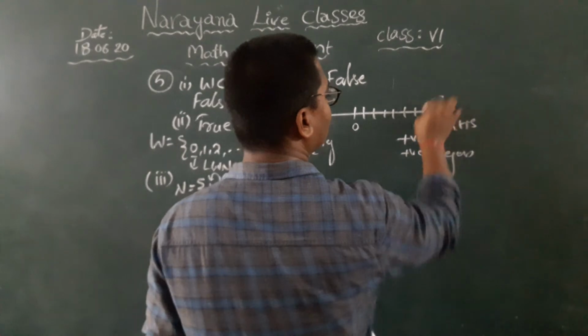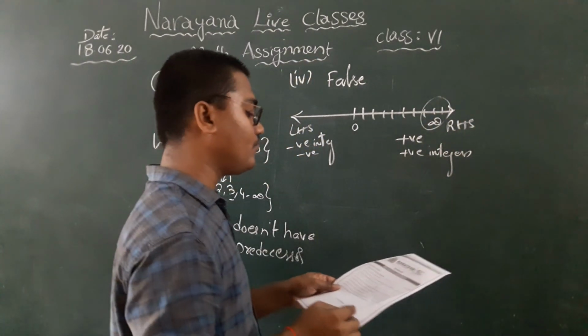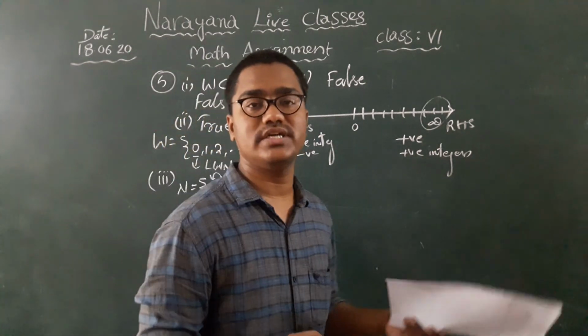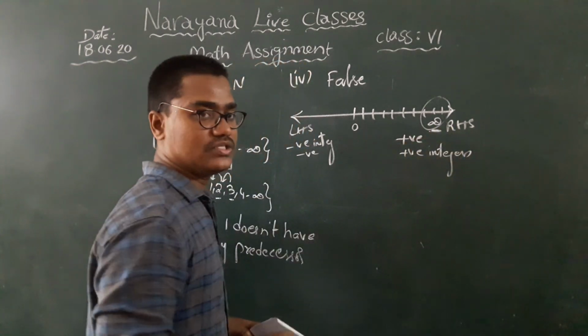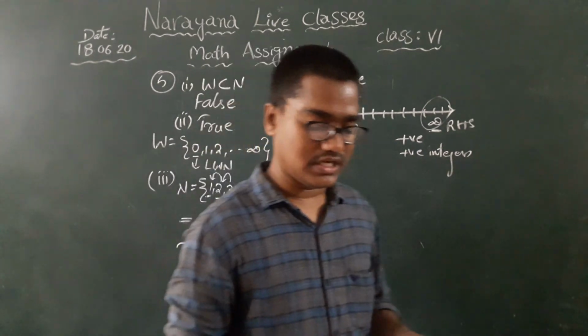So we cannot define it on a number line, so we can say that it is a false statement, children. The statement that we can show the greatest whole number on a number line is false. No, we cannot show the greatest number on a number line. So the statement is false, children. I hope it is clear to everyone.